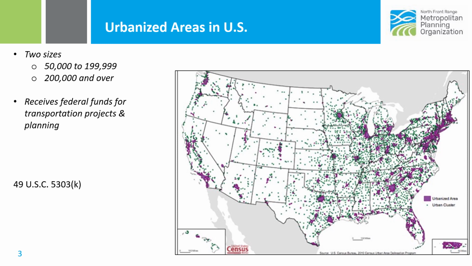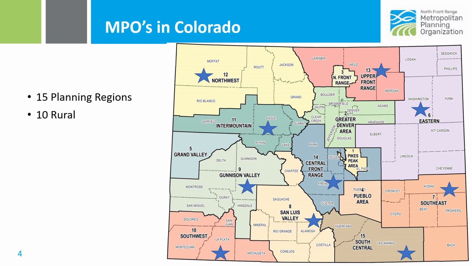Once an MPO is established, they receive federal funds for transportation projects and planning. MPO's work products and requirements are outlined in the Code of Federal Regulations. In the state of Colorado, there are 15 planning regions. 10 are rural planning regions that are defined by the state, and 5 are MPOs.